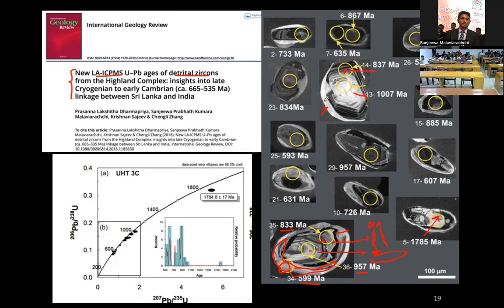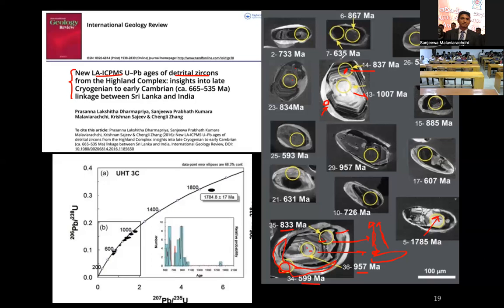But for this grain, this area is too tiny, right? It's very small to analyze with the ion probe, with the same source stream. That's why you don't see any yellow spot there. This yellow spot means the place where you analyzed, right?